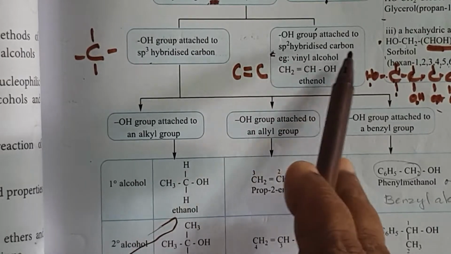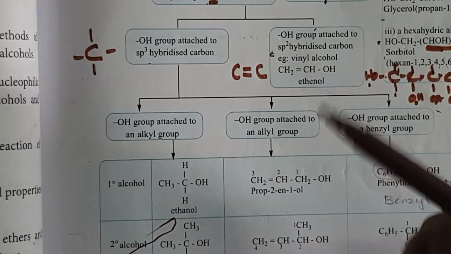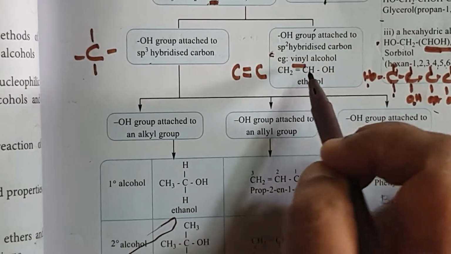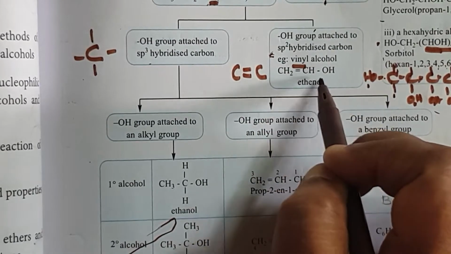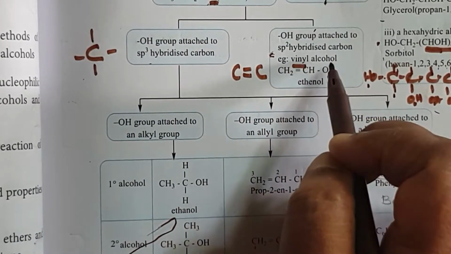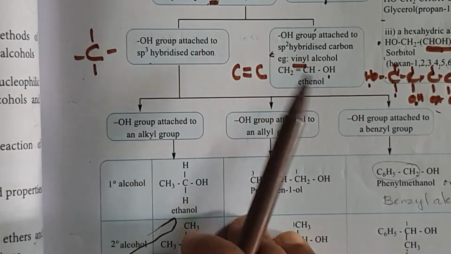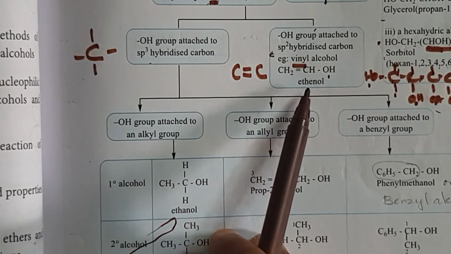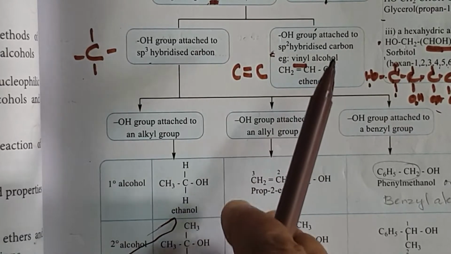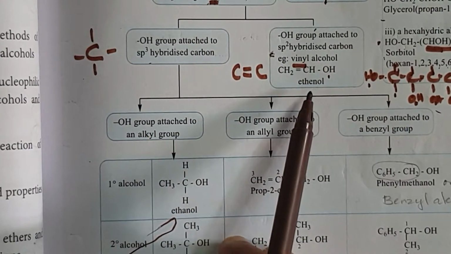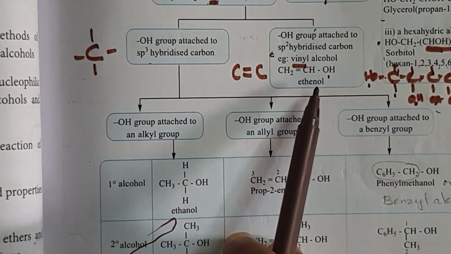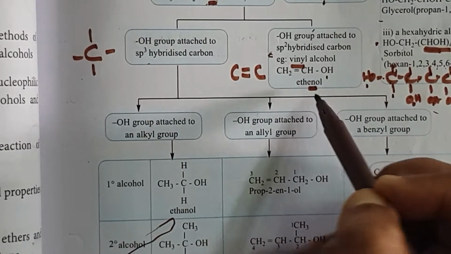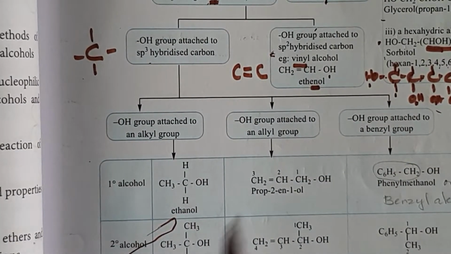The sp2 hybridized carbon atom is otherwise called a vinyl group. A carbon double bond carbon is called a vinyl group, and here you have an OH group attached: vinyl alcohol. It is termed vinyl alcohol, or a double bonded compound is otherwise called ethene, ethenol. A hydrocarbon with the ENE group represents that there is a double bond present here.